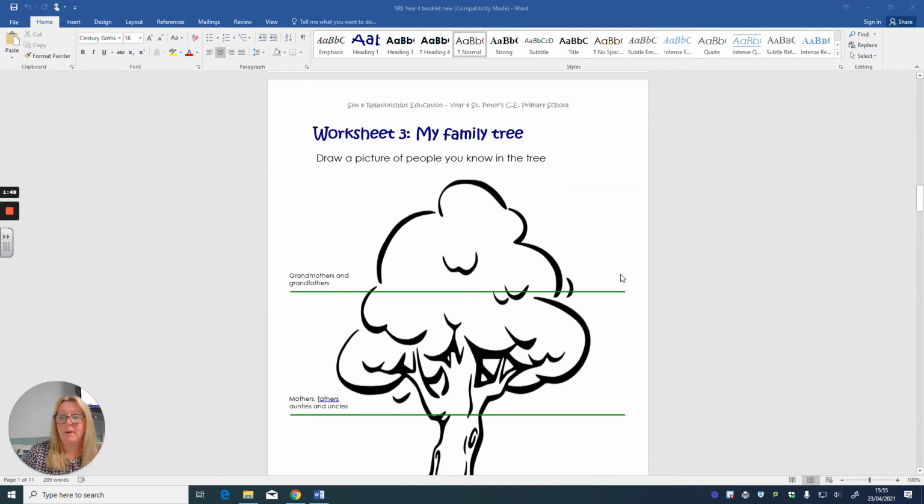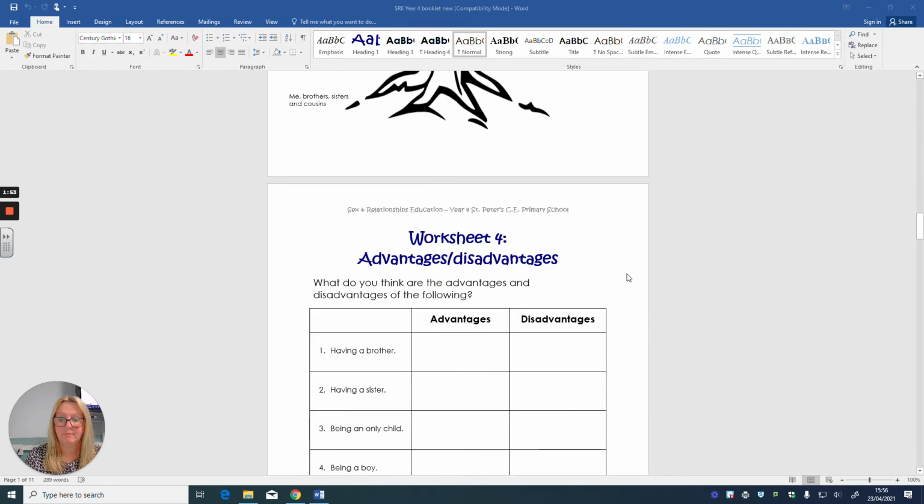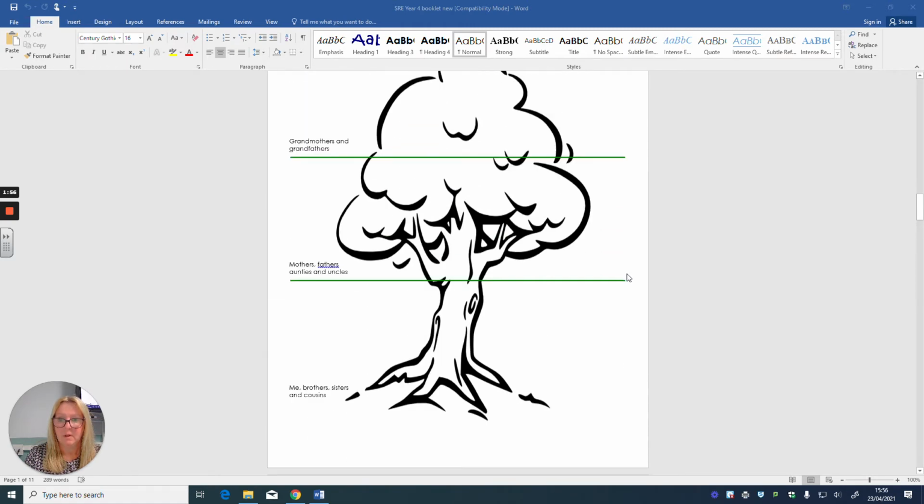Moving on from that, we think about families, and we get children to think about the family tree. Obviously at this point members of staff need to know their children very well and be sensitive to the fact that not all children will live with both mum and dad. Some might live in foster families, some might live with a single parent, may not live with brothers and sisters, so showing sensitivity at this point is key.